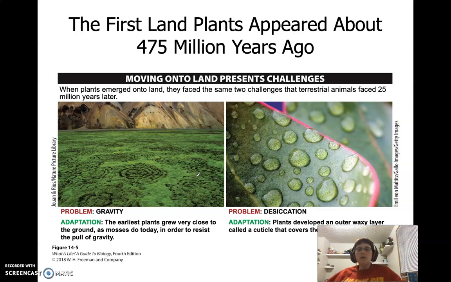The other major problem was gravity, because if you float in a pool, you feel a little weightless. Same thing for plants. When they came up onto the land, they were being pulled down by gravity, which also means all of their materials were being pulled down, like their water and so forth. So the earliest plants were very small, like our first group, the non-vascular plants. That's how they dealt with gravity, and later groups adapted that vascular system we're going to talk about.